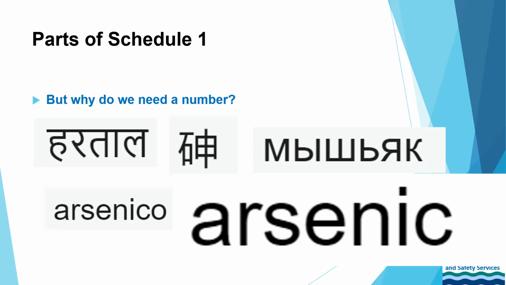Yes, these are all words for arsenic, specifically in Hindi, Chinese, Russian, and Italian. So what do all these words have in common? They have the same UN number, UN 1558. The number is common in all countries. That way, given a universal number, one does not need to speak Russian to know that a shipment from Russia with UN 1558 on it contains arsenic.